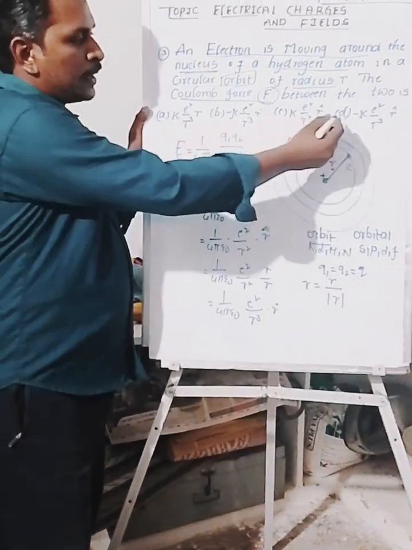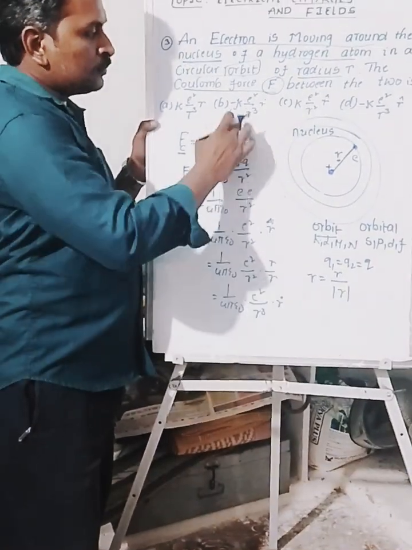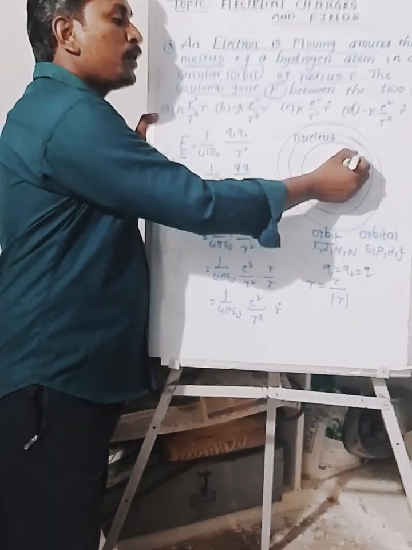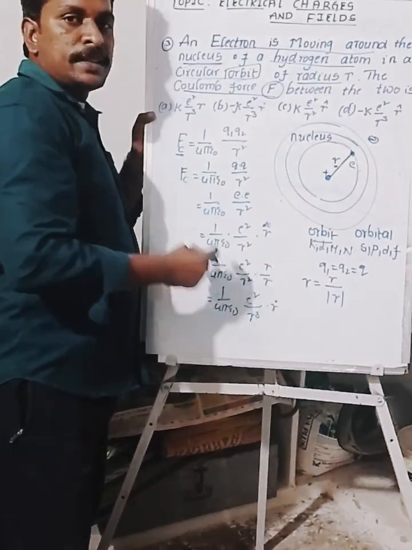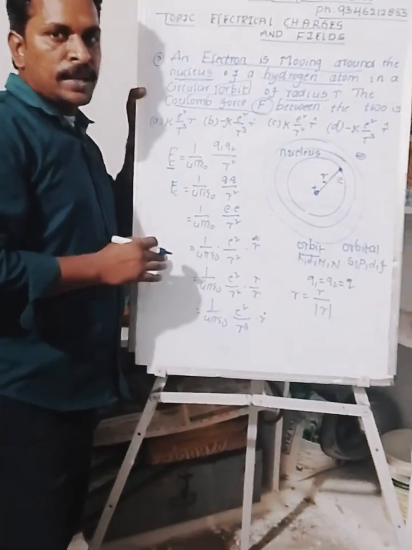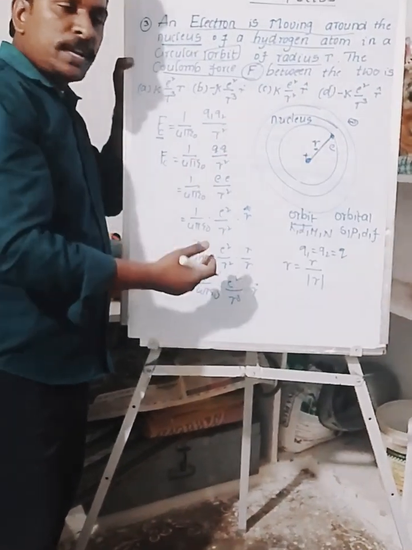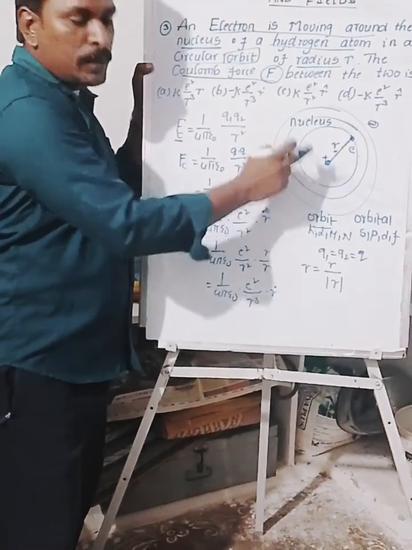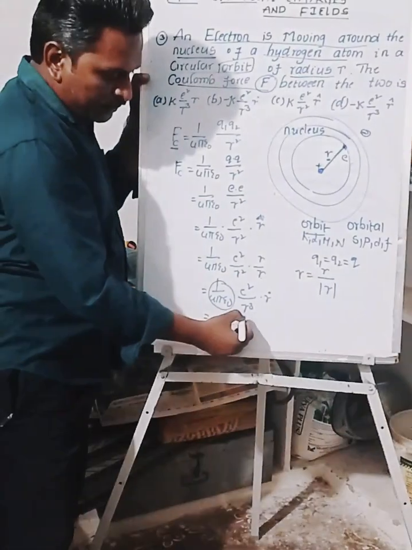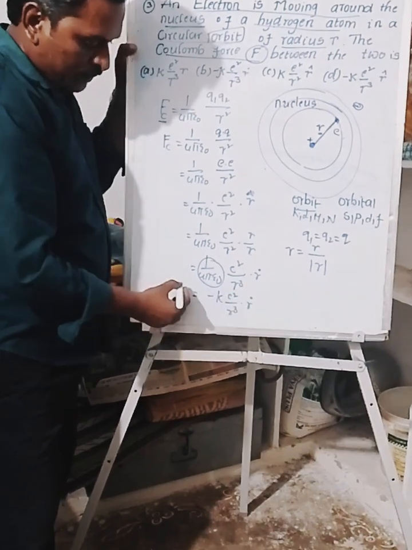So where is the answer? Minus k e square by r cube into r cap, because the electron moves from infinity. It is present in the orbital, but you don't know exactly where the electron is. So the charge is being brought from infinity towards the nucleus of the atom, and we write minus k e square by r cube into r.